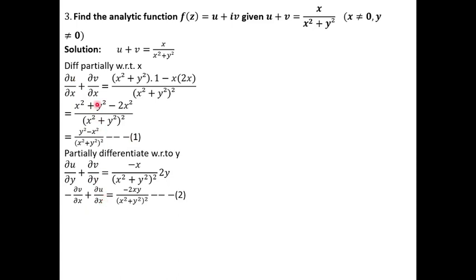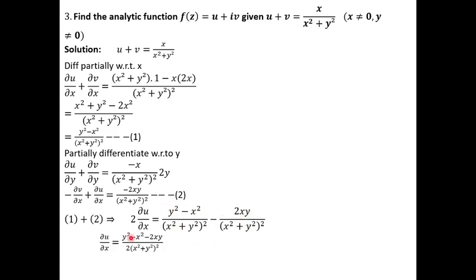Observe 1 and 2. From 1 and 2 we find dou u by dou x and dou v by dou x separately. So adding, we get like that. Here the denominator is the same, so we add the numerators, then we get y square minus x square minus 2xy. Here 2 times dou u by dou x, shift 2 to this side. This side we get 1 by 2 times (x square plus y square) whole square.